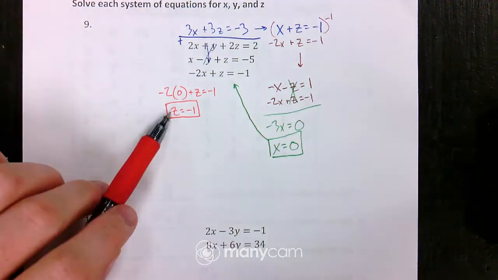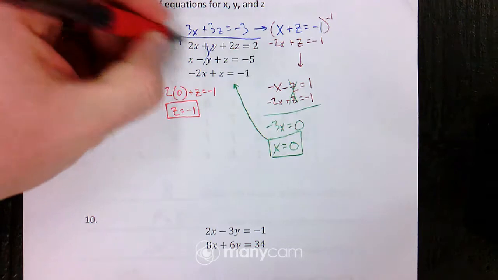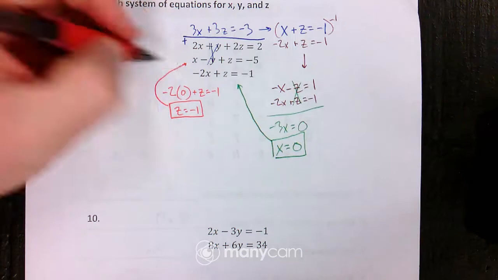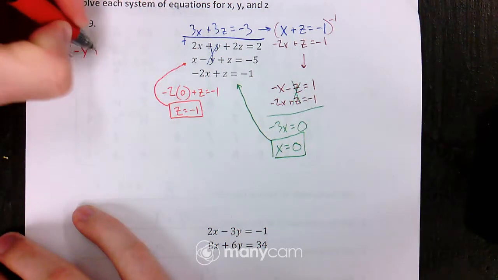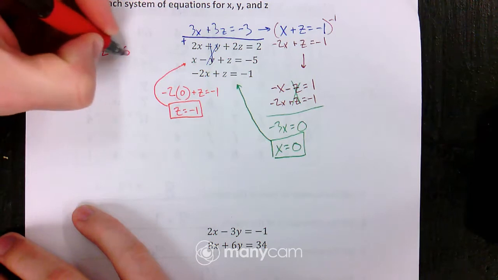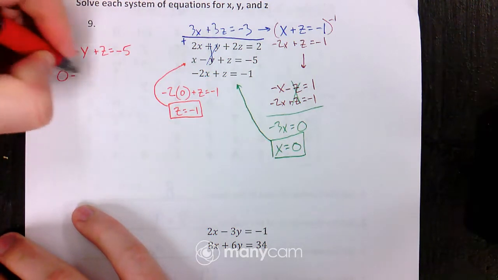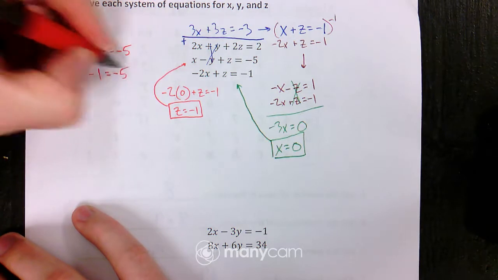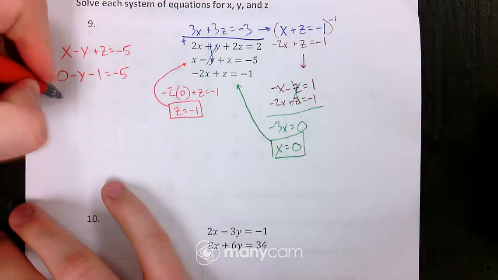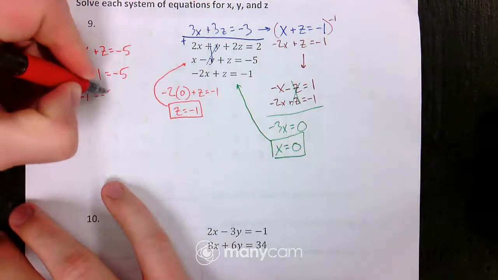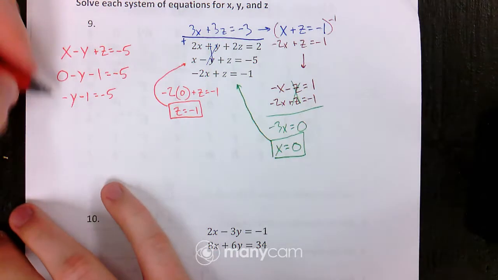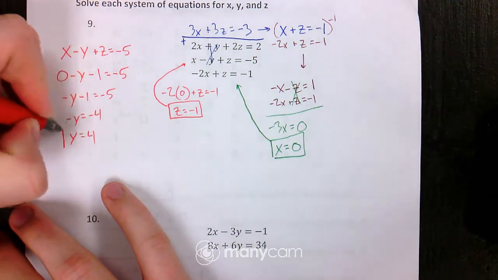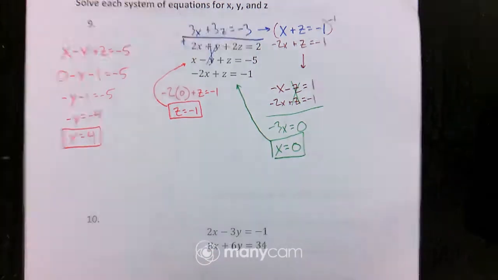Okay, now I take x and z, and I'm going to plug both of them into one of these top ones. You know what? I'm going to use this middle one because it's the easiest to use, right? So that's x minus y plus z equals negative 5. So that's going to be 0 minus y or minus 1 equals negative 5. Simplify that, gives me negative y minus 1 equals negative 5. And negative y equals negative 4. So positive y must equal positive 4. And there we go.